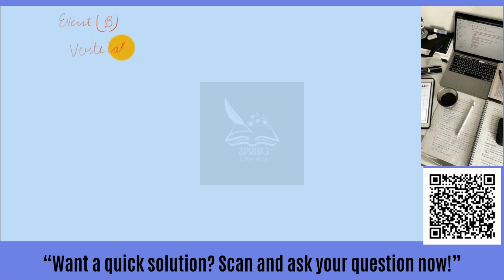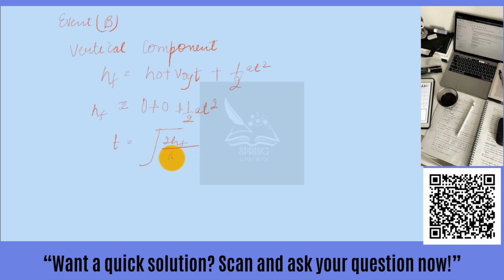Event B, vertical component: h_f is equal to h naught plus v naught y t plus half a t square. Hence we get h_f is equal to 0 plus half a t square. Hence small t is equal to under root of 2 h final upon a_y. Hence t is nearly equal to 0.45. Solve event B first because most given are usable there with kinematics. Solve for t in the vertical component with kinematics. Now horizontal component.